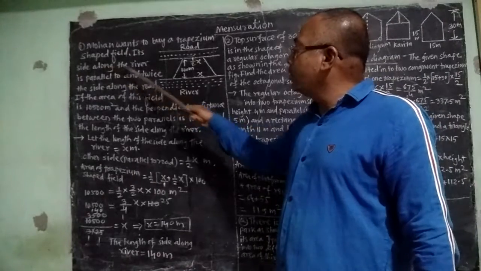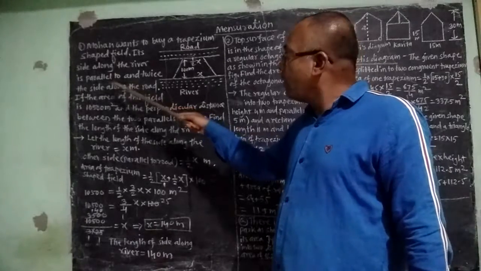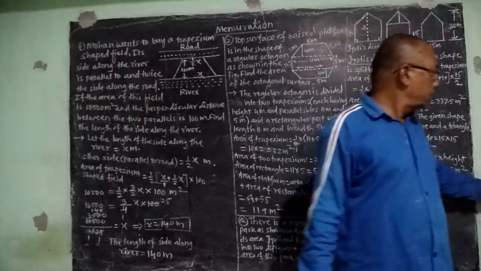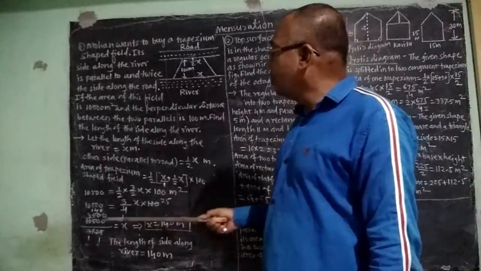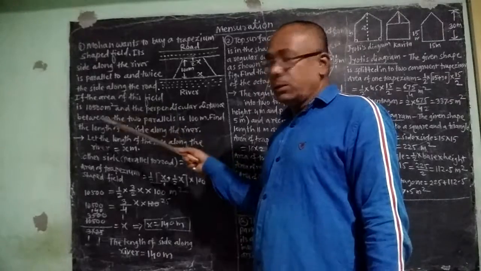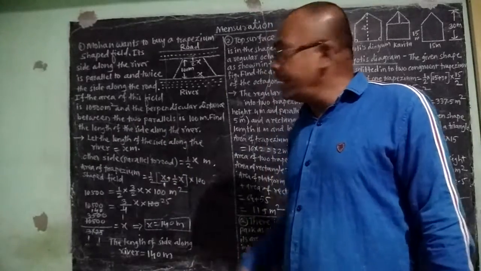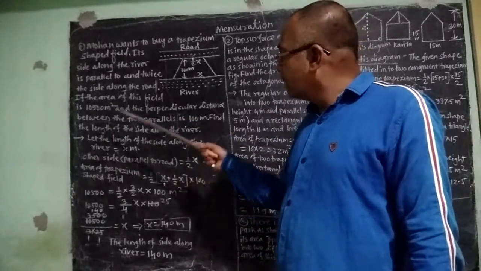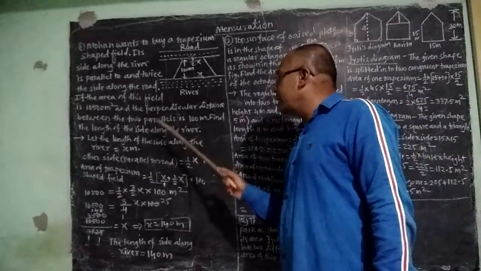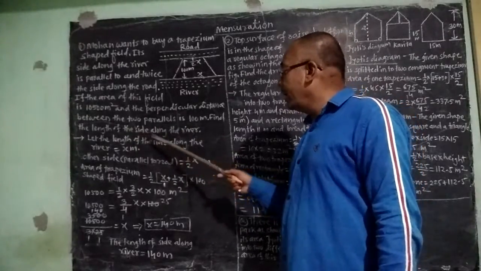Its side along the river is parallel to and twice the side along the road. If the area of this field is 10,500 meter square and the perpendicular distance between the two parallels is 100 meter, find the length of the side along the river.